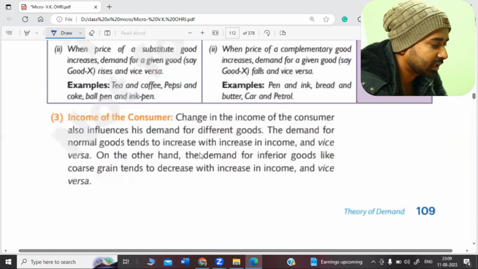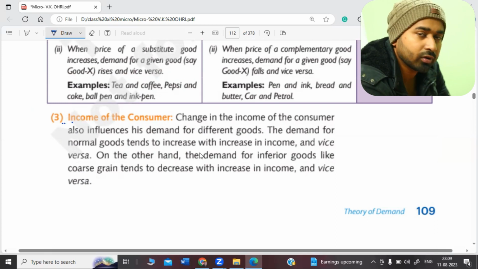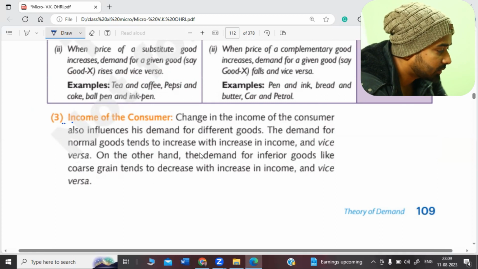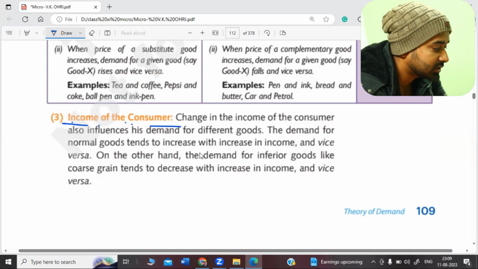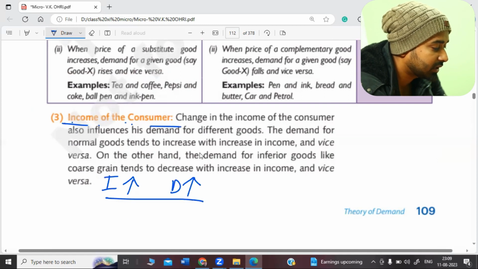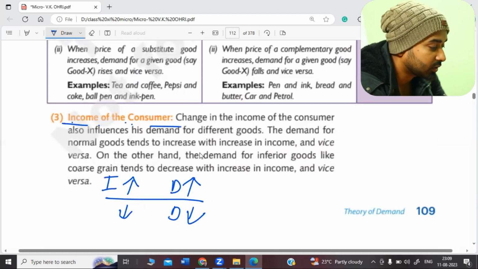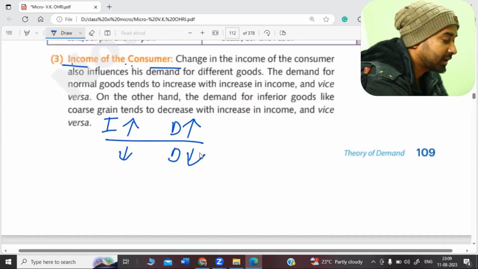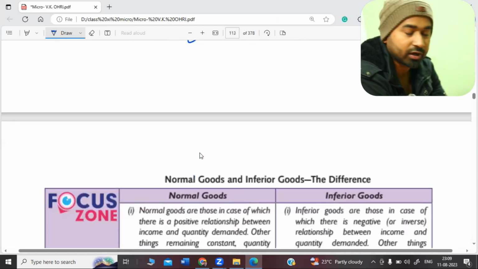Let's see the next determinant, just take a look: income of a consumer. Now think about the income of a consumer. If the consumer income increases, your income increases, definitely you will demand more. So if the consumer income increases, the consumer demand also increases. Positive relation. Income decreases, demand decreases. I hope you understood. But this is in the sense of normal goods.